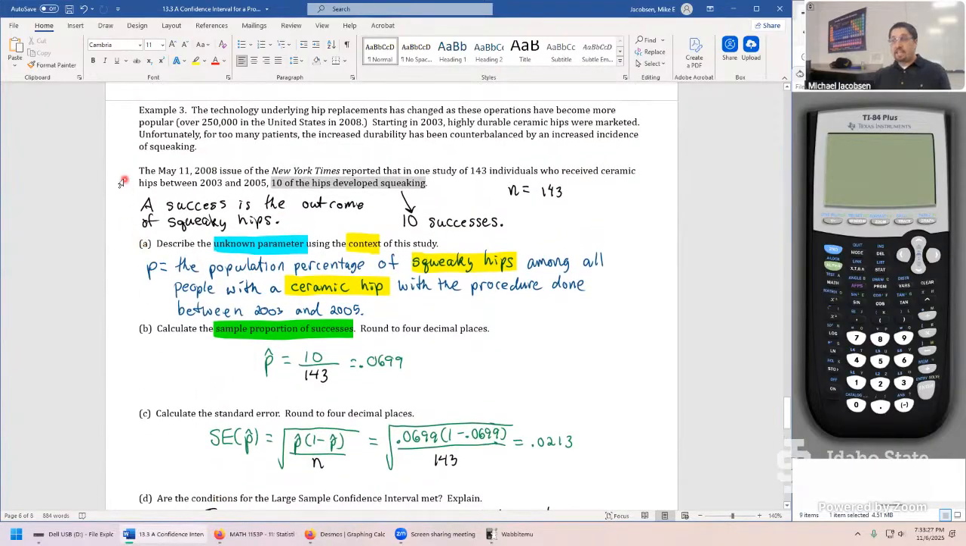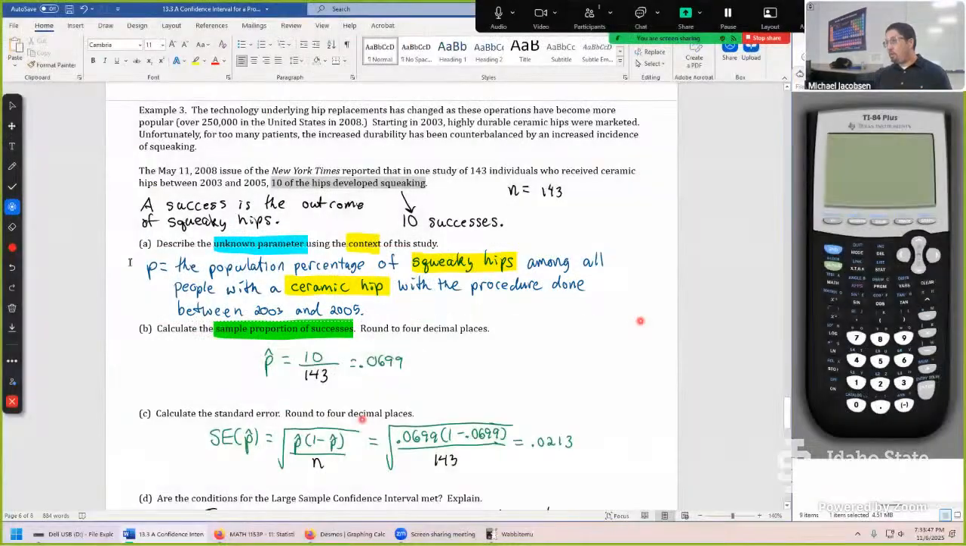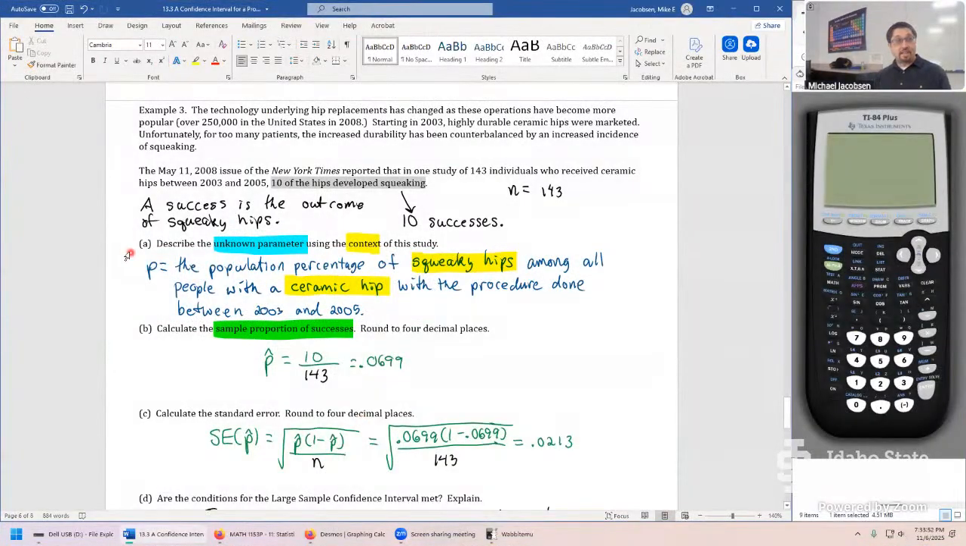We're studying this data here from May 11th, 2008 of 143 individuals who had a hip replacement with ceramic hips that were installed between 2003 and 2005. A success was the outcome that the hips squeak, so that's why we define this parameter p right here. Part A, just like in this chapter and in the very next chapter, is the crucial step to get your conclusion just right. We try to be pretty careful when we write down that parameter.